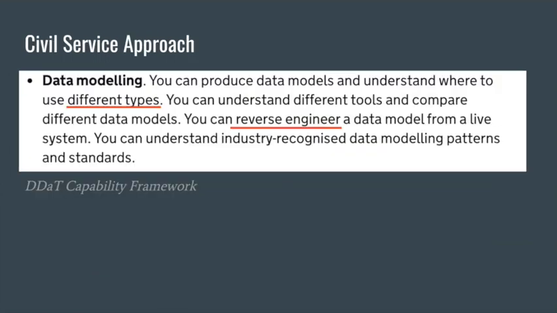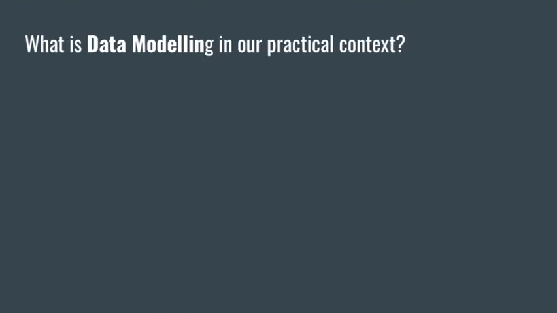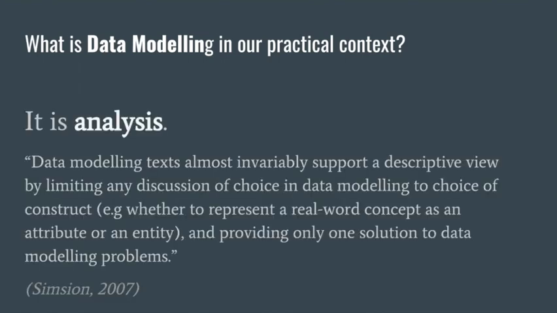And if you look at our civil service approach, data capability framework, data modeling is about different types and about reverse engineering a data model from a live system. In our practical context, in our industry, data modeling is definitely analysis. Data modeling texts almost invariably support a descriptive view by limiting any discussion of choice in data modeling to choice of construct, whether we represent a real-world concept as an attribute or an entity, and providing only one solution to data modeling problems. And I think this is very important, and this is how I understand data modeling when I say model data no more.